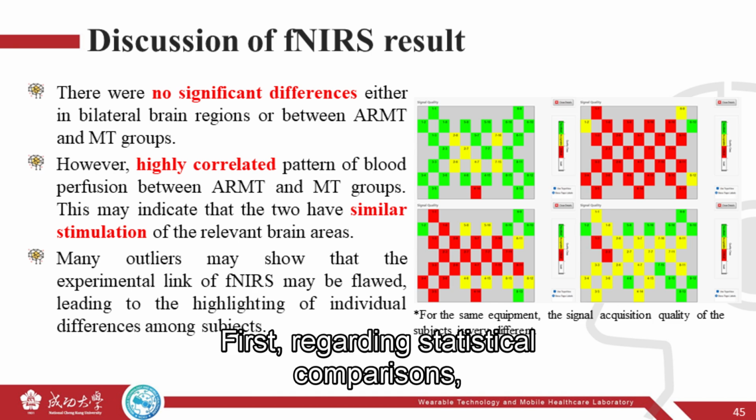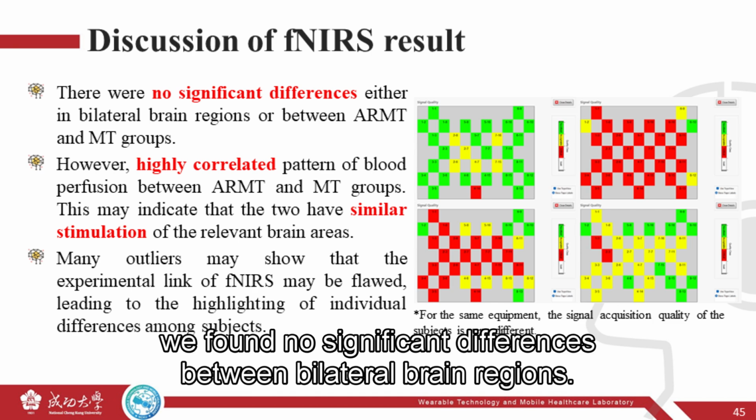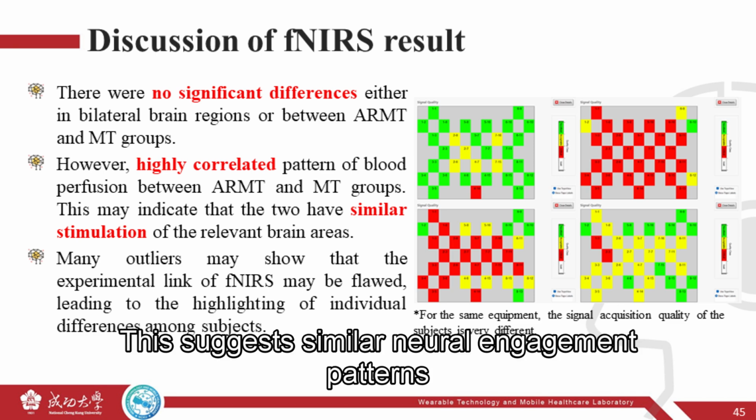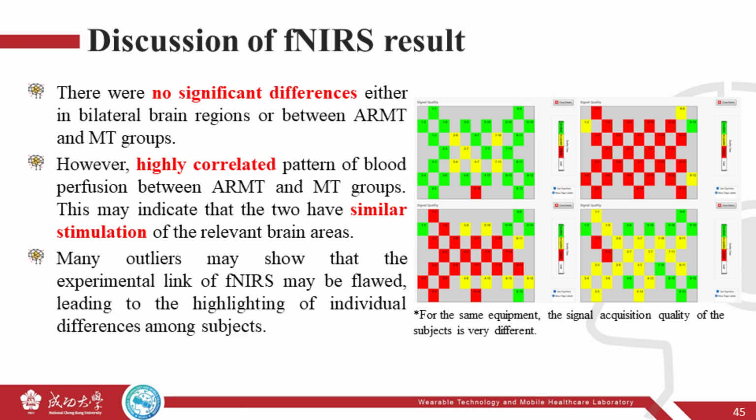Let me discuss three critical aspects of our fNIRS findings and their implications. First, regarding statistical comparisons, we found no significant differences between bilateral brain regions. No statistical differences emerged between ARMT and mount groups. This suggests similar neural engagement patterns across methods.